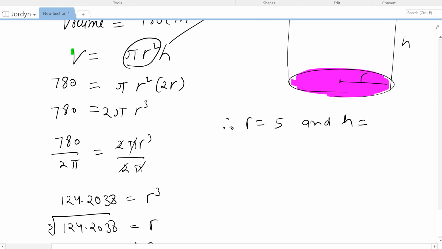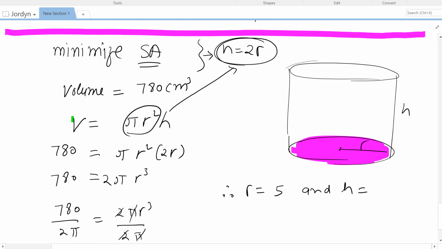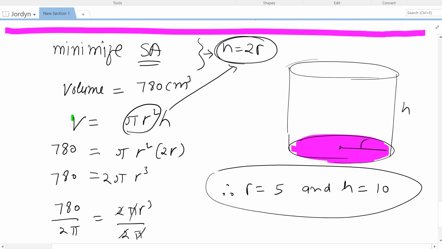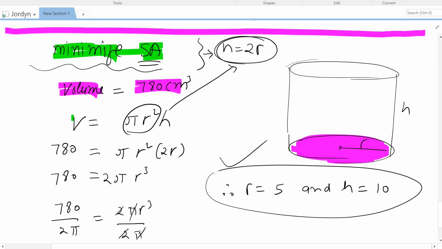What would be the height, honey? Height is double the radius. Yep, 10. So with these dimensions, your surface area is going to be minimum. So we're going to minimize the surface area if you use these two things. And your volume is fixed, right? And we have to minimize the surface area. So in order to minimize the surface area, we do that.